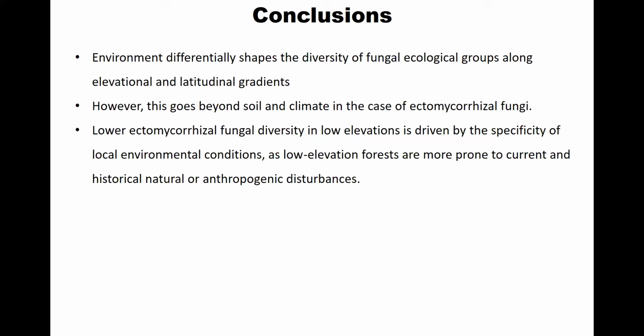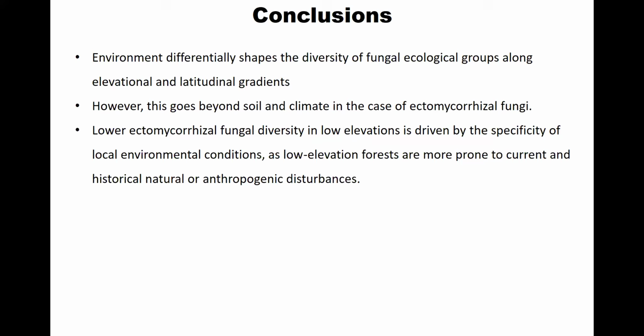So this hump shape distribution of ectomycorrhizal fungal richness along elevation is not driven by climate, is not driven by soil, is not driven by stochastic effects, geometry, and so on. It is rather the effect of environmental pressure that humans and our civilization are putting on these lower elevational sites. And we see very similar patterns.